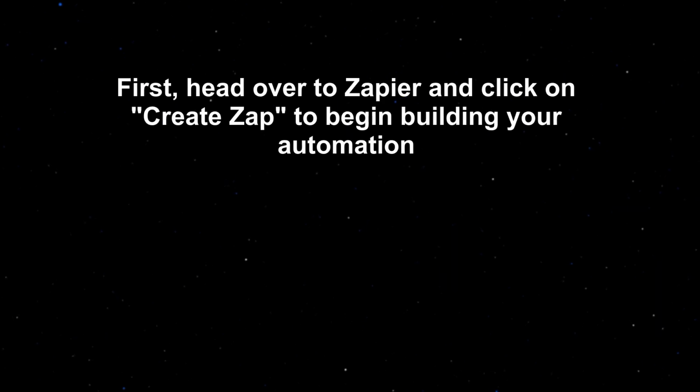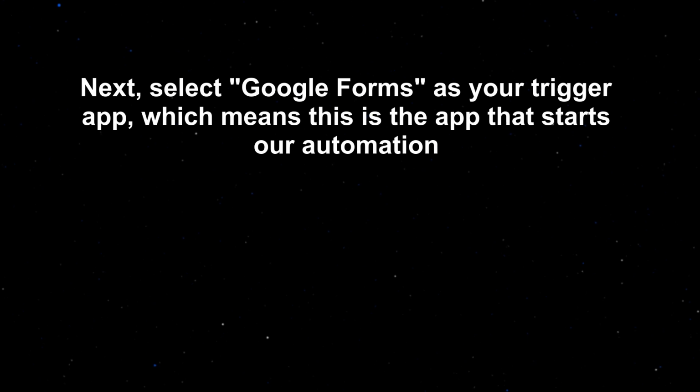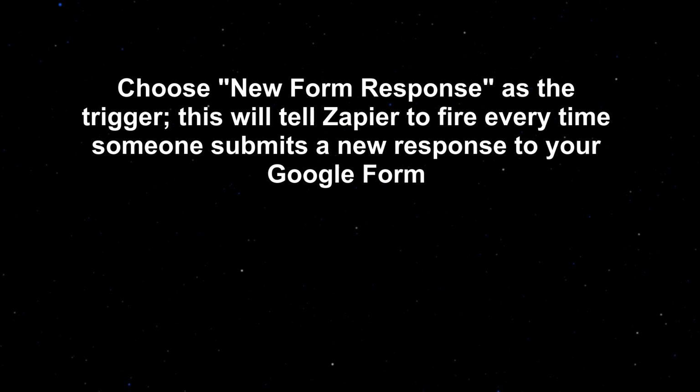First, head over to Zapier and click on Create Zap to begin building your automation. Next, select Google Forms as your trigger app, which means this is the app that starts our automation. Choose New Form Response as the trigger. This will tell Zapier to fire every time someone submits a new response to your Google form.